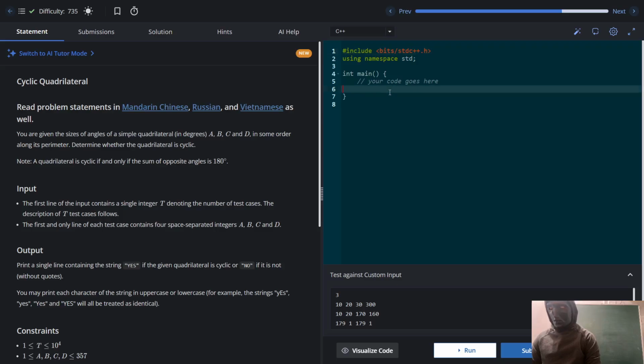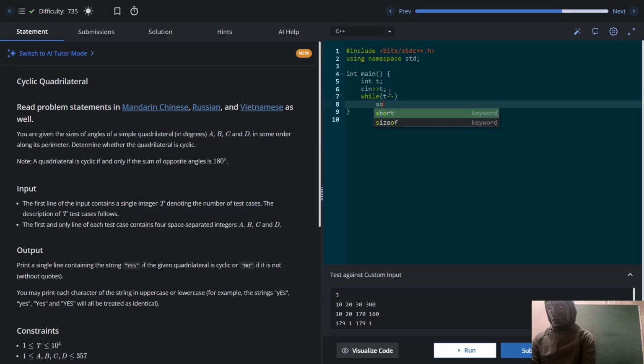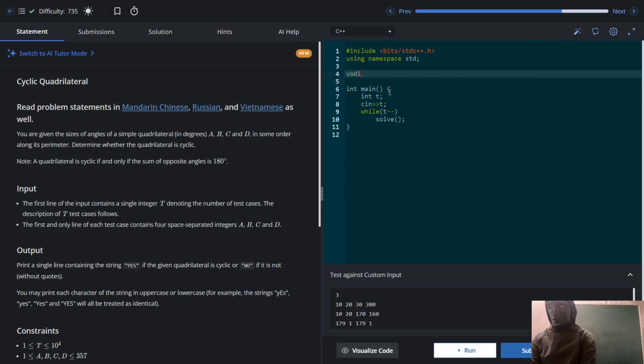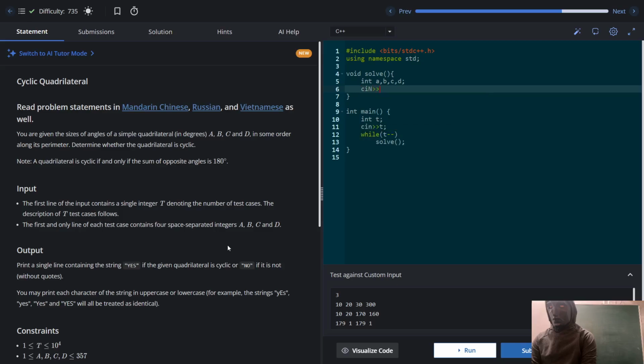First let's take input. We have an integer t denoting the number of test cases, so this will take care of all the test cases. For every test case we will call a function solve, whose return type is void and which does not have any parameter. For every test case we have four integers a, b, c, d. Let's take their values.